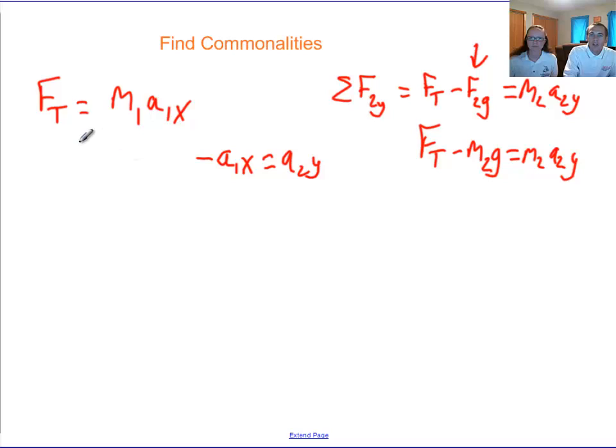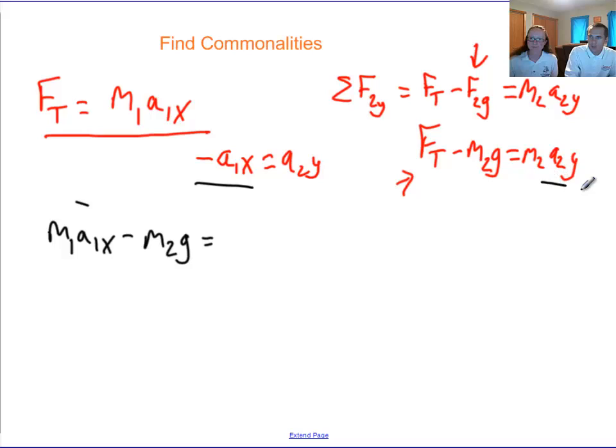Okay, well, if we take this equation for Ft and plug it in over here, we're going to eliminate one of these equations. So I'm going to go ahead and do that. So I have m1 a1x minus m2g equals, and now I'm going to make this substitution as well. Okay. So a2y becomes negative a1x. So I have negative m2 a1x. Okay? And now we just have to combine like terms.